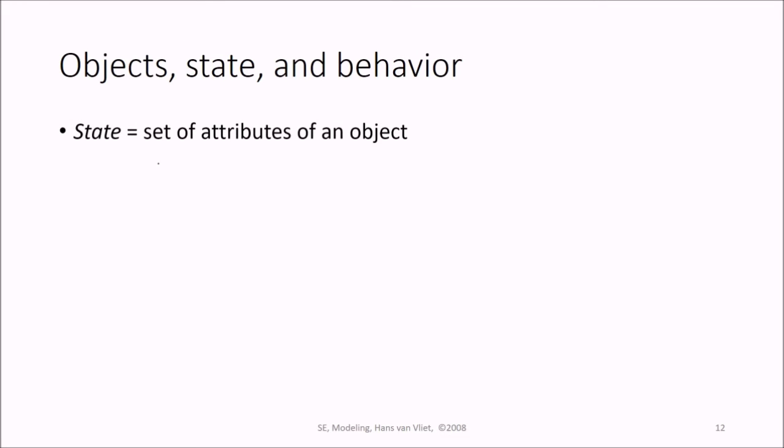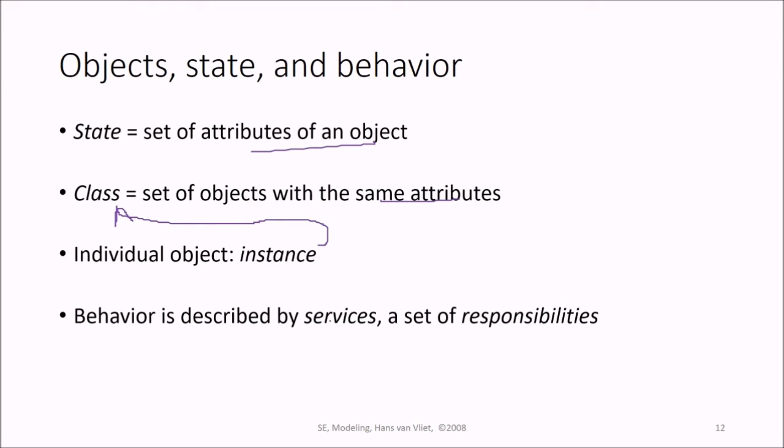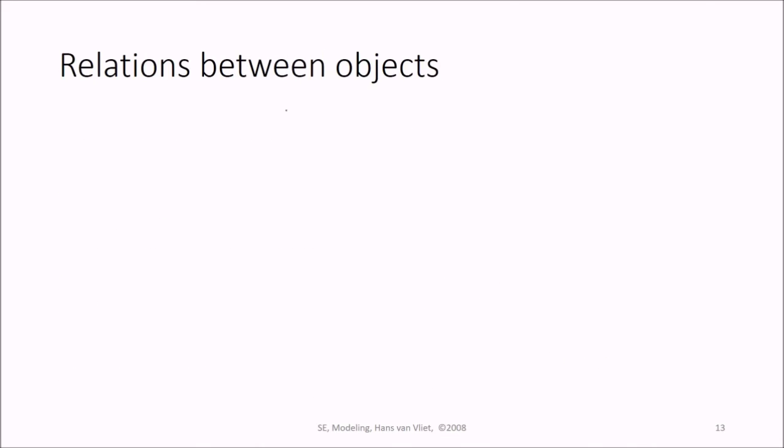So object state behavior. State means the set of attributes of an object. Class means the set of objects with some attributes. An individual object is an instance of this class. Behavior is defined or described by the services. That is the set of responsibilities this class is supposed to perform. A service is invoked by sending a message, like the dot operator we use in object-oriented programming languages.